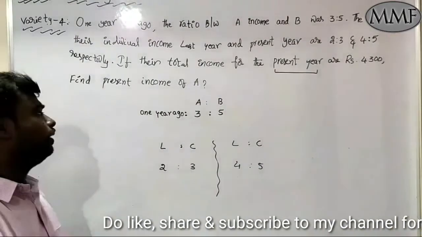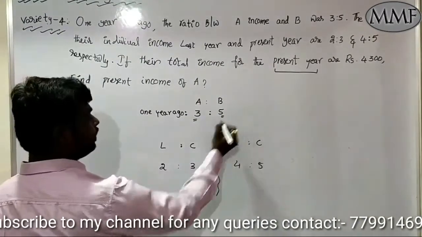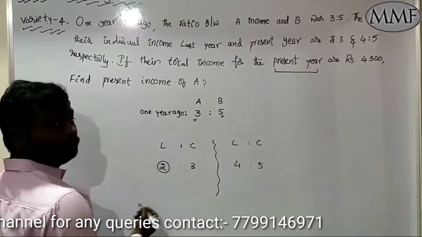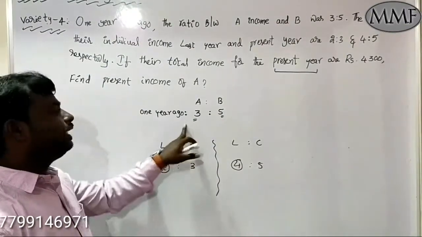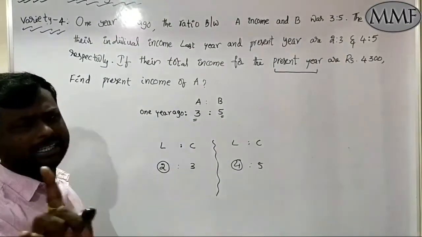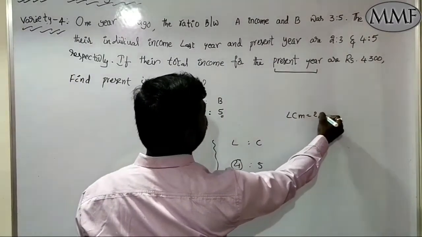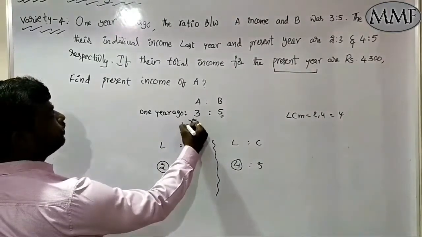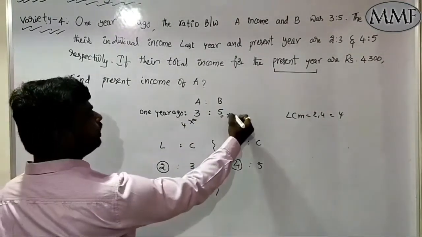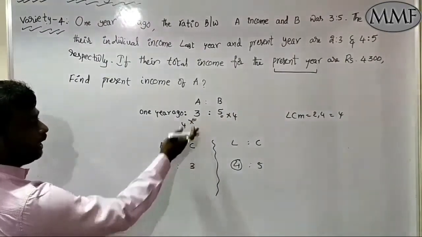Very simple idea. What is the last year here? 3. What is last year here? 5. But what is last year here? 2. But what is last year here? 4. To make their last year incomes the same, the only thing balancing is the LCM here. LCM of 2 and 4 is nothing but 4. Just multiply this with 4. What happened? 12. Just multiply this with 4. What happened? 20.